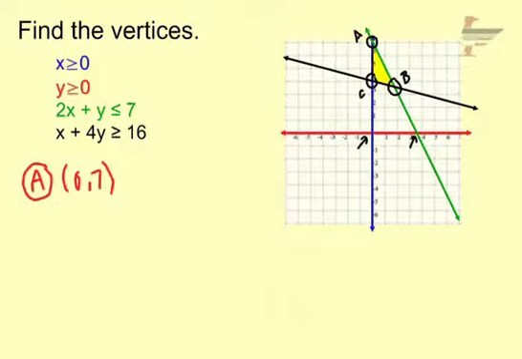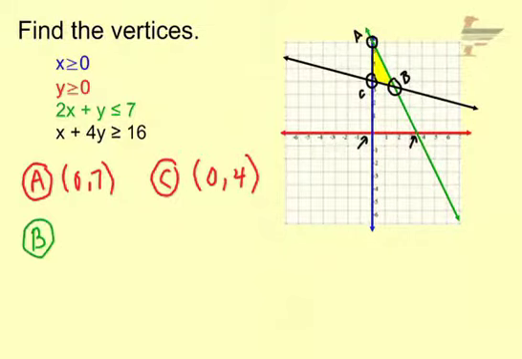Vertex B is not on an axis. We're going to have to find that, but we can go ahead and write down what vertex C is. 0 for the x and up 4 for the y, so 0, 4. And now we have to look at this vertex B. What we do is figure out which two lines gave us this point right here. It's the green line and the black line. So I'm going to take those two equations and put them together.